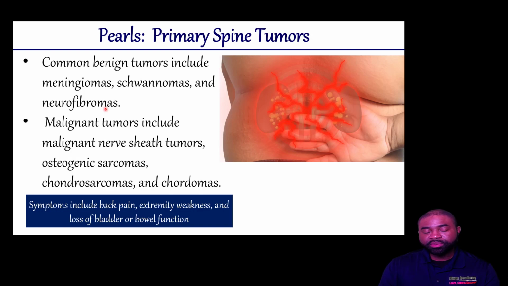Now, what you need to keep in mind is that the most frequent initial symptom for spine cases really is a gradually worsening, constant, focal back pain. Sometimes it can even be unresponsive to rest and may be so severe at night that it forces some patients to sleep in a sitting position. We also have extremity weakness, as well as loss of bladder and bowel function.